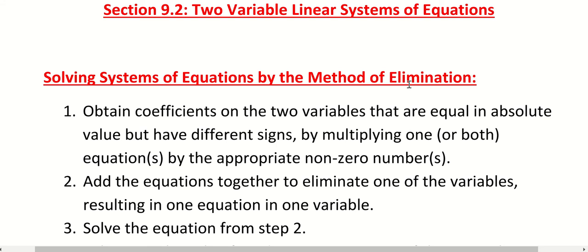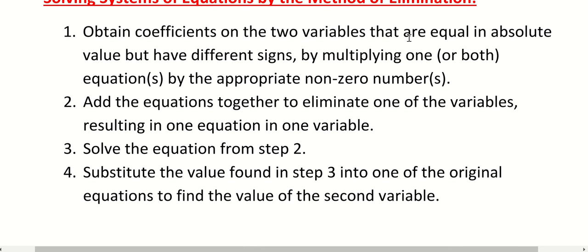In section 9.2, we're going to continue to work with our two variable linear systems of equations, but we're going to discuss an alternative method of solution, which is very useful, which is called the method of elimination. The goal in the method of elimination is to obtain coefficients on two variables in the system that are equal in absolute value, but have different signs.